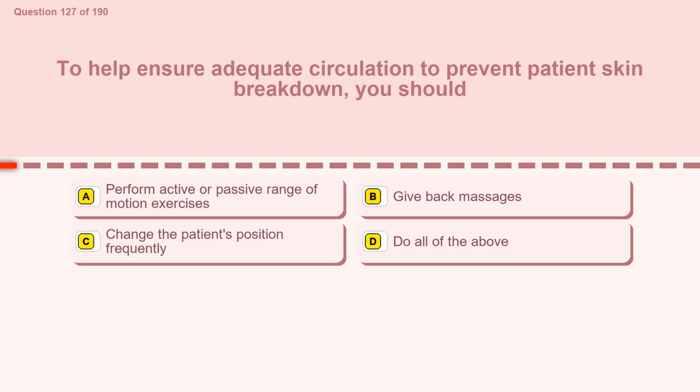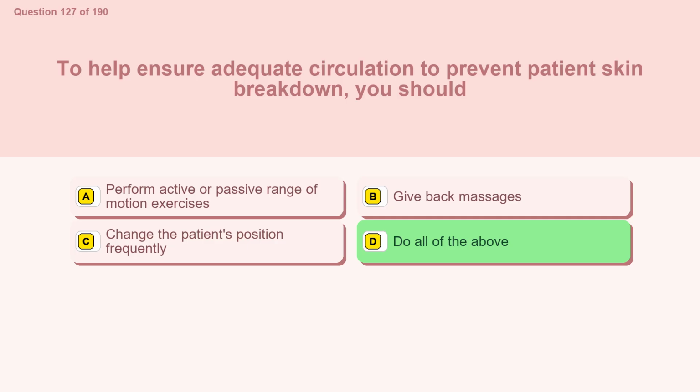Question 127. To help ensure adequate circulation to prevent patient's skin breakdown, you should: Option A, perform active or passive range of motion exercises. Option B, give back massages. Option C, change the patient's position frequently. Option D, do all of the above.